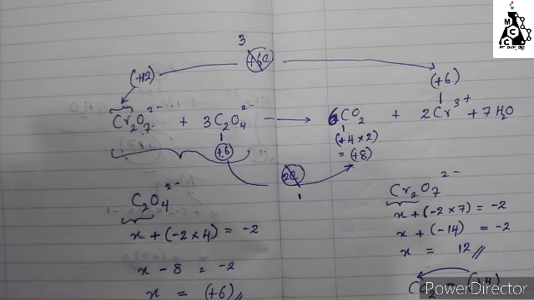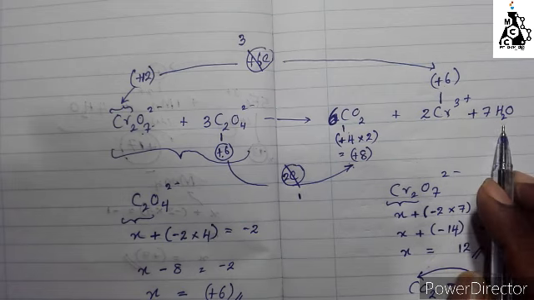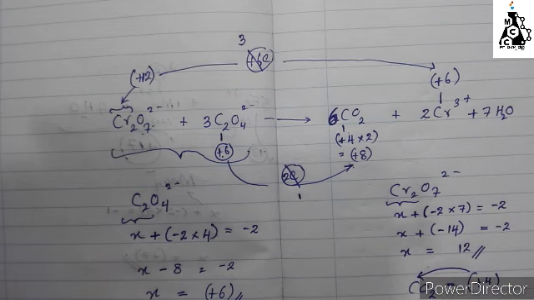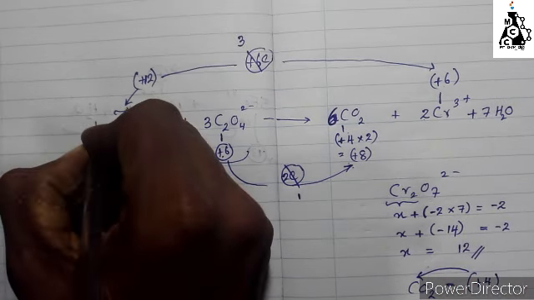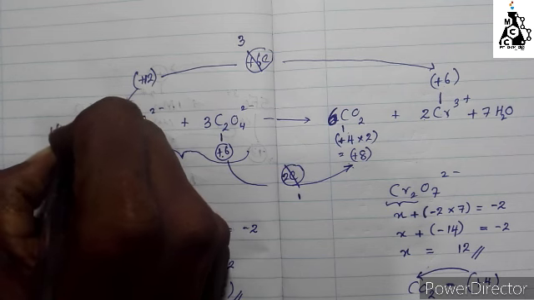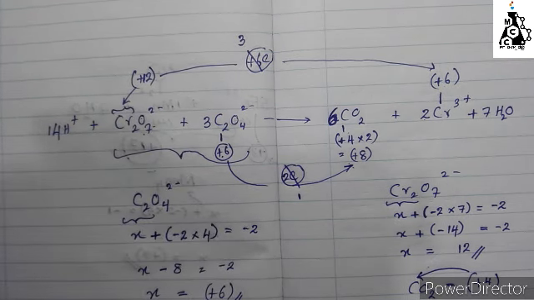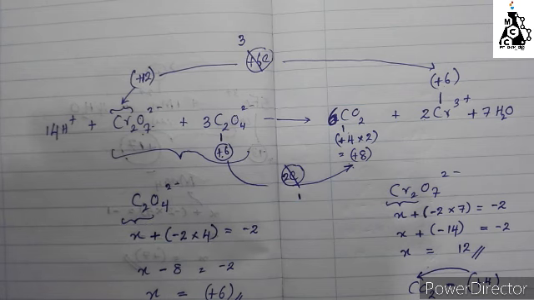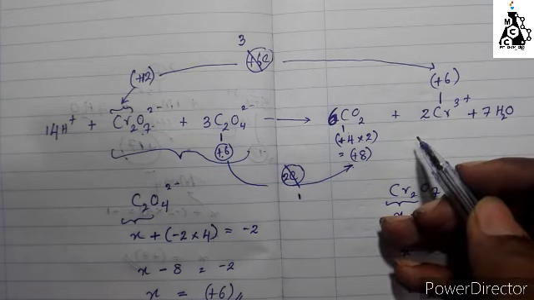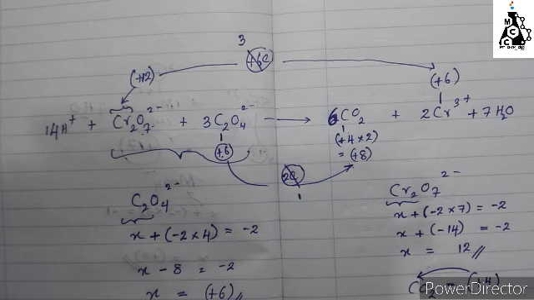The final step is to balance hydrogen atoms. They have 14 hydrogen atoms on your right hand side. Because of that, you have to add 14 H+ to your left hand side. Total charge of your left hand side is +6, and also the total charge of your right hand side is +6. Now you can figure out we balanced the equation correctly. We have learned how to balance an equation in acidic medium.